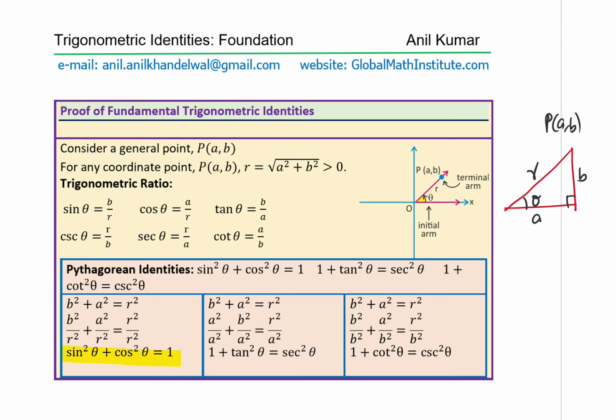I'd like you to pause this video and try it out yourself to prove the other identities. Basically, start with b square plus a square equals r square, and divide by different terms.